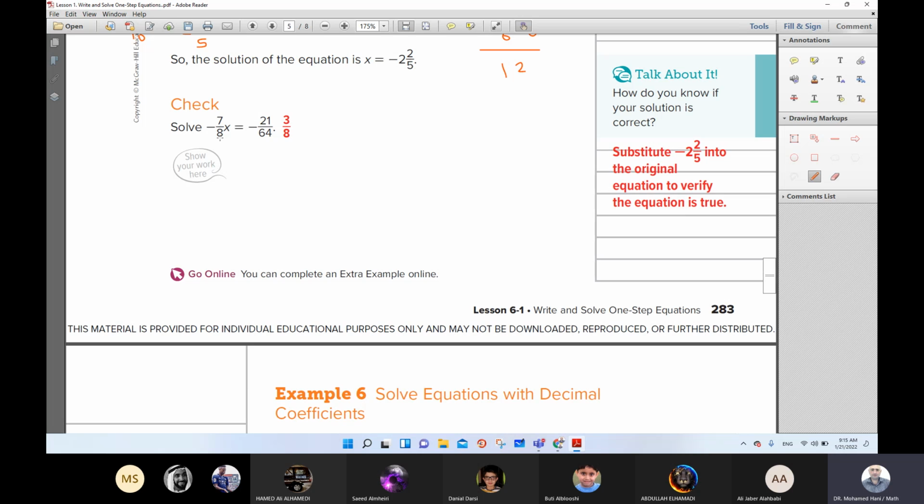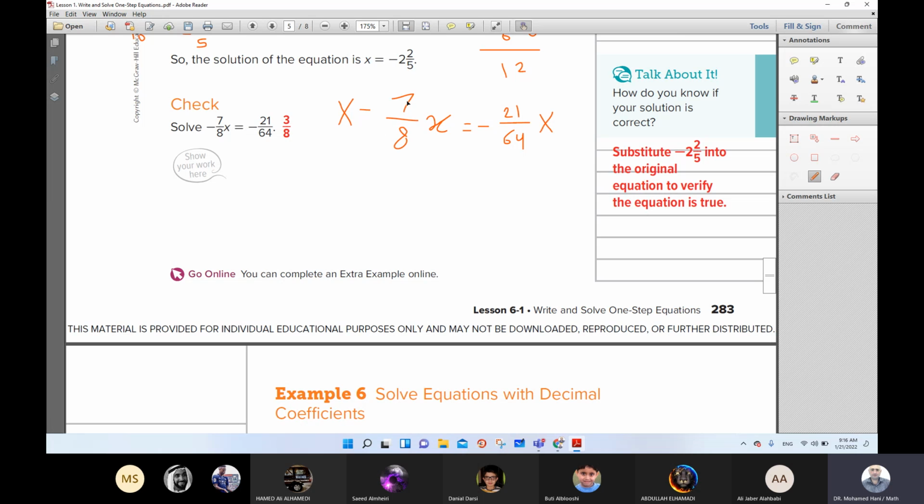In this example, solve negative 7 over 8 x equal negative 21 over 64. So rewrite the same equation. We have negative 7 over 8 x equal negative 21 over 64. Always remember, when you have a fraction coefficient, to solve this equation, multiply the two sides by the reciprocal of the coefficient.